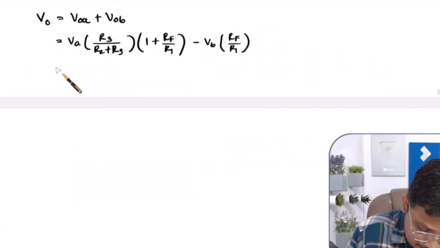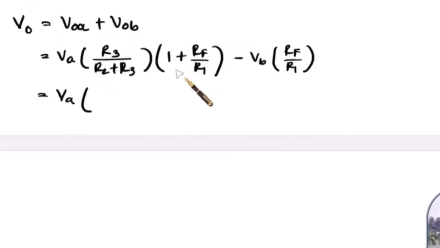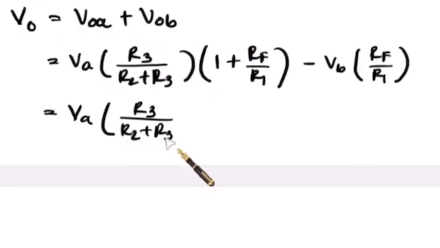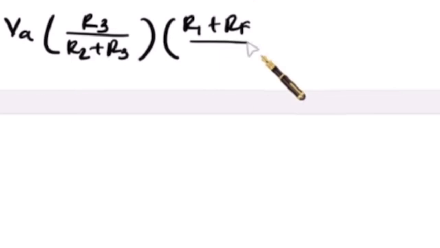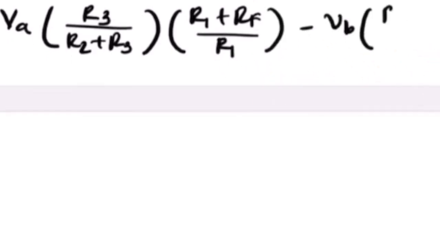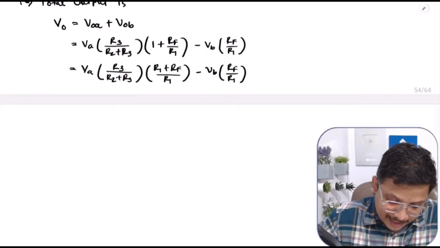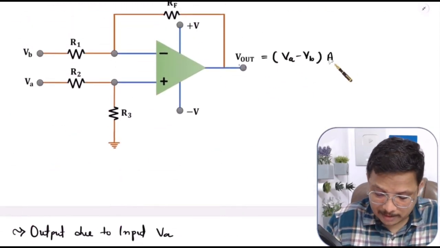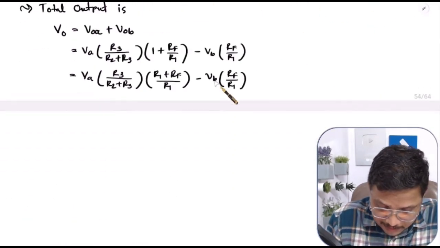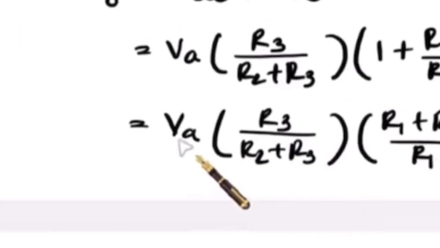Let us simplify this. See here, we are just taking the LCM of R1. So this equation will be R3 divided by R2 plus R3, and here we will have R1 plus RF divided by R1, minus VB into RF divided by R1. Now, we wanted to have the simplified equation in the form of VA minus VB into gain. Now here, if you observe the VB term has RF by R1, and we wanted to have the VA term in terms of RF by R1.